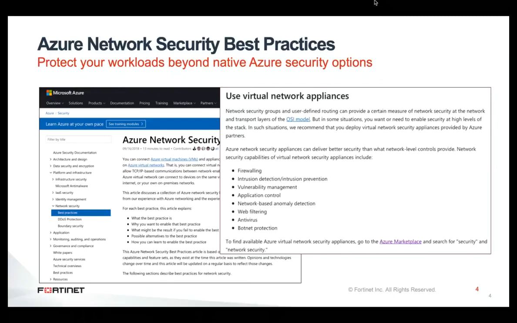Microsoft also has great security components in Azure, but we are also partners. In the Azure best practices, it's mentioned that in some situations where you need to enable security at a high level of the stack, which is layer 7 and above, we recommend that you deploy virtual network security appliances provided by Azure partners. That's where we come in place. We're completing Azure network security.